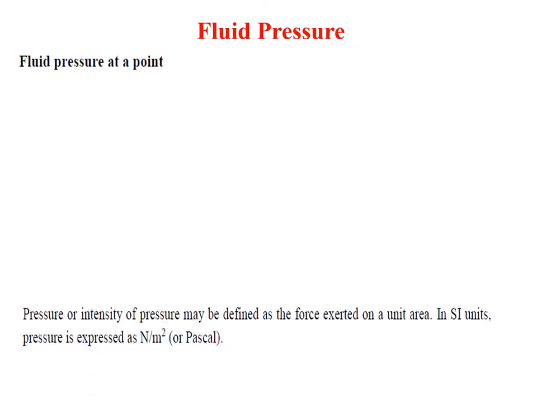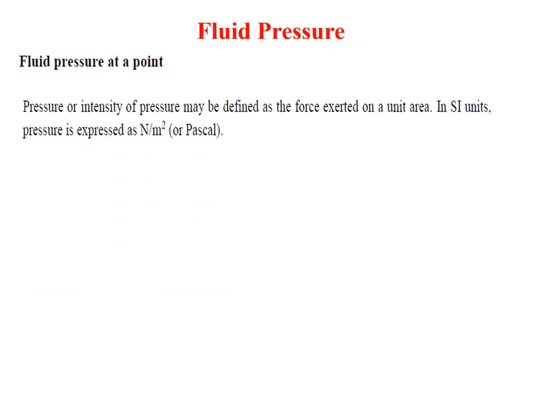The definition of fluid pressure. So you know that pressure is nothing but force per unit area. So it is the force exerted per unit area. Force is measured in newtons, whereas area is measured in meter square. Therefore, the unit of fluid pressure is Newton per meter square. You also know that 1 Newton per meter square is known as Pascal.